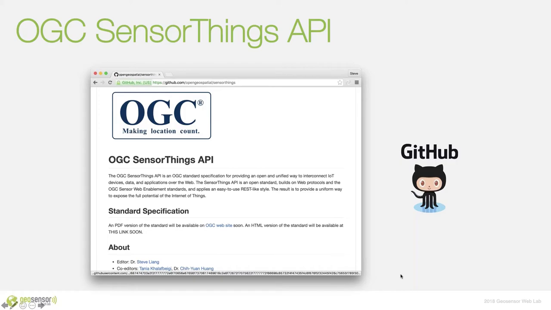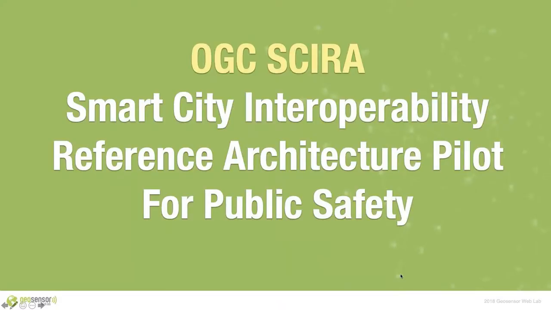I'm going to show you three of them in this presentation. The first use case is the one we're currently working on. It's an OGC SCIRA pilot project, a smart city interoperability reference architecture pilot for public safety.